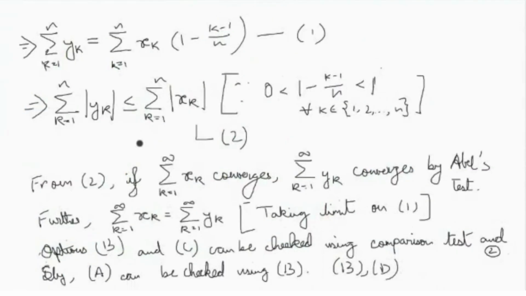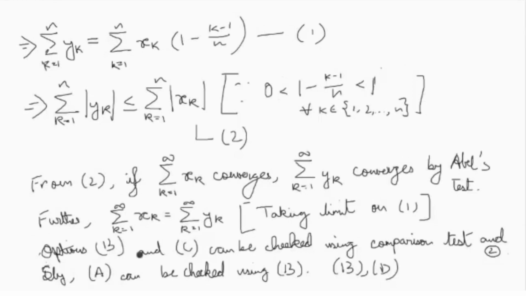Now this may not be necessarily true, because summation mod yk is less than summation mod xk. So the yk terms are essentially smaller than the xk terms. So if xk converges, doesn't necessarily mean yk converges. Sorry, if yk converges, it doesn't necessarily mean xk converges.